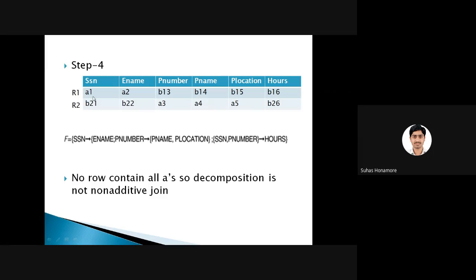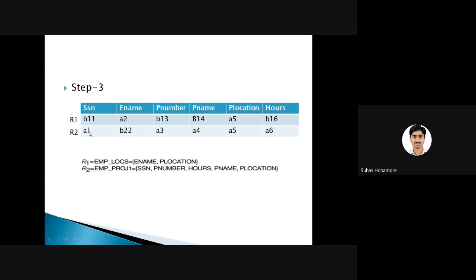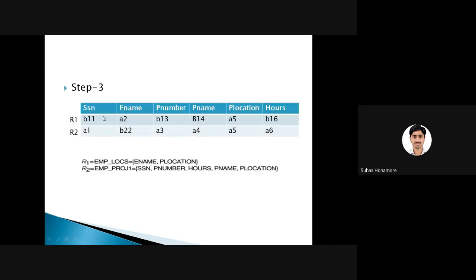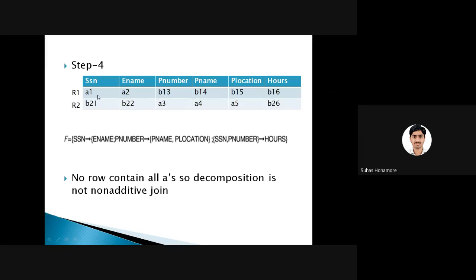Since it's not changing anything, we see the result. We check whether any row contains all A's. I think I missed something here: this should be A1, and B11 has to come here. It came by mistake. So none of the rows contain all A's.